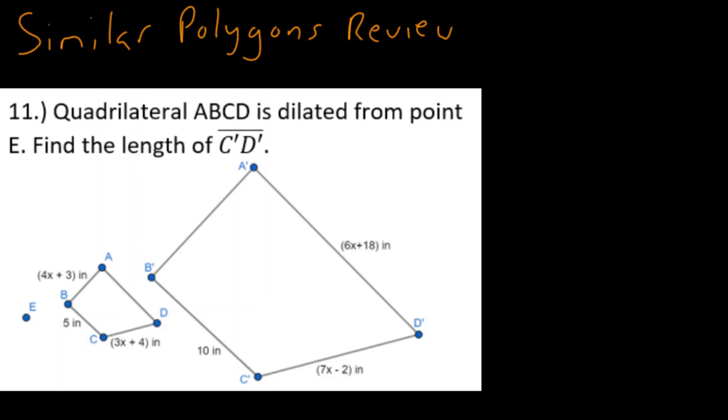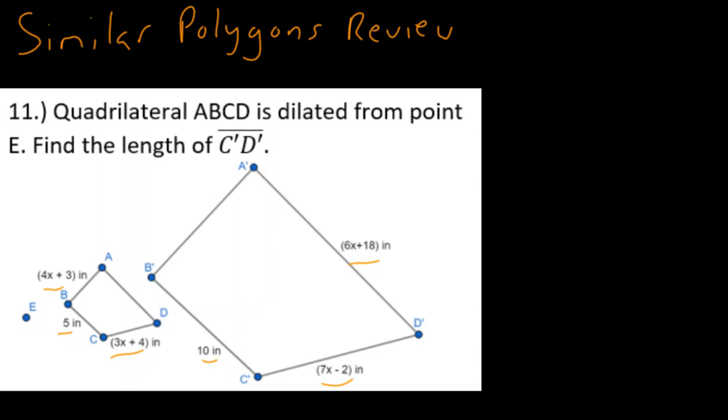Okay, and welcome to our similar polygons review. Now this is actually number 11 from the Google form, and I just want to show this because I thought this was a fantastic example. Now notice some things. Here we have an expression, an actual number, an expression. Here we have an actual number, an expression, and an expression.